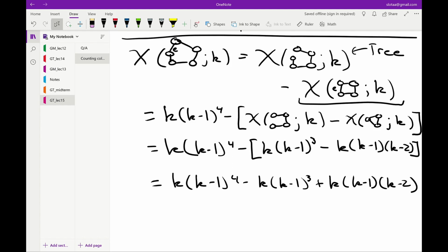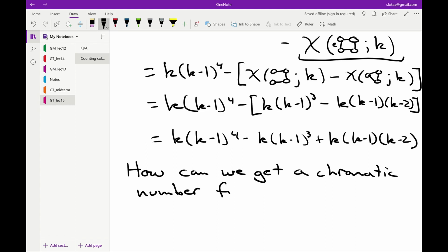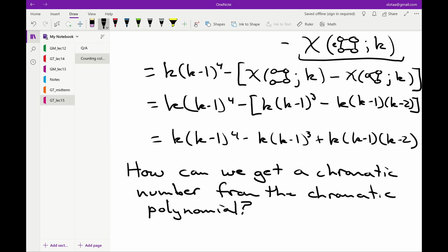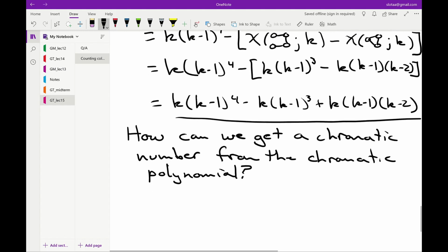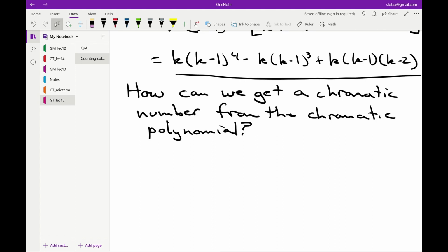But what we're going to look at here is how can we get a chromatic number from the chromatic polynomial. So here we have some chromatic polynomial for some graph, in this instance the 5 cycle, and considering just the chromatic polynomial, how can we get a chromatic number from it?